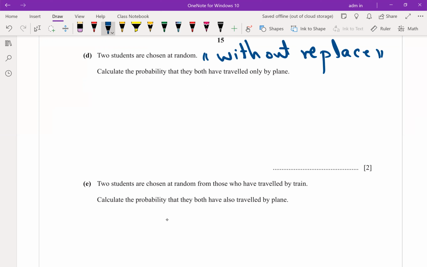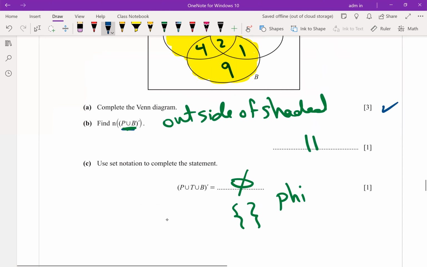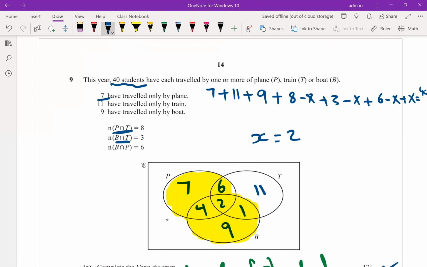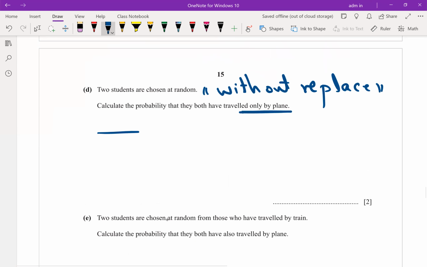We will select two students randomly. Calculate the probability that they both have traveled only by plane. Only by plane, how many? 7. So we'll select from 7, out of the total, randomly from the total. 7 out of 40, multiplied by the second one, also from plane only, 6 out of 39, correct.